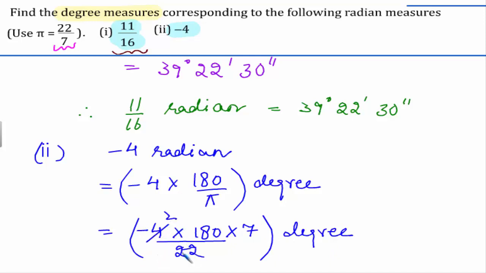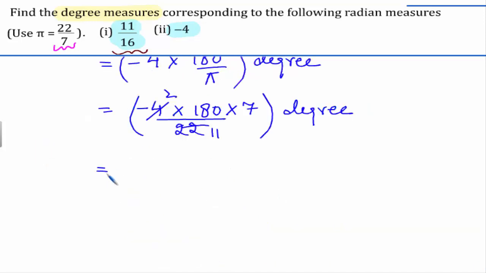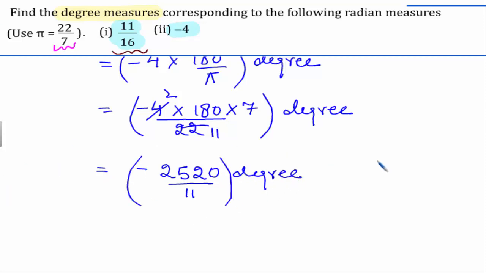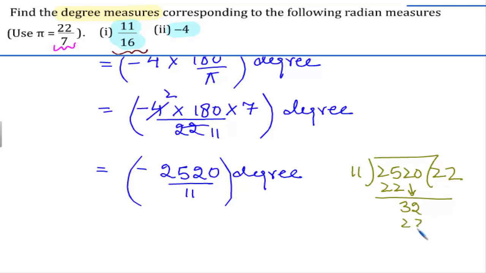Now 2 2s are 4 and 2 11s are 22. So this is equal to minus 2520 divided by 11 degree. Now let us divide 2520 by 11. So 11 2s are 22, 3 remainder, then 2 carried down forward. 11 2s are 22. Then we have 10 remainder, now carrying 0. Then 11 9s are 99. So we have 1 remainder.